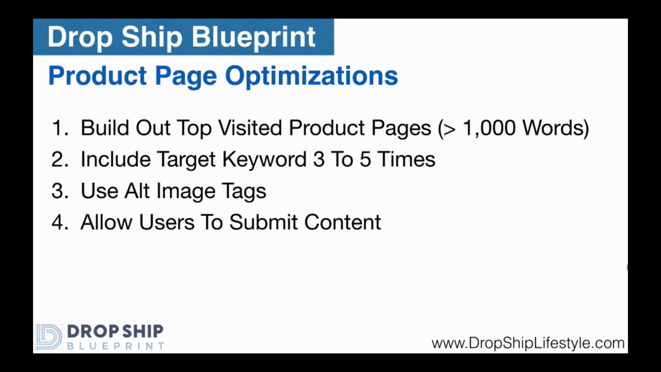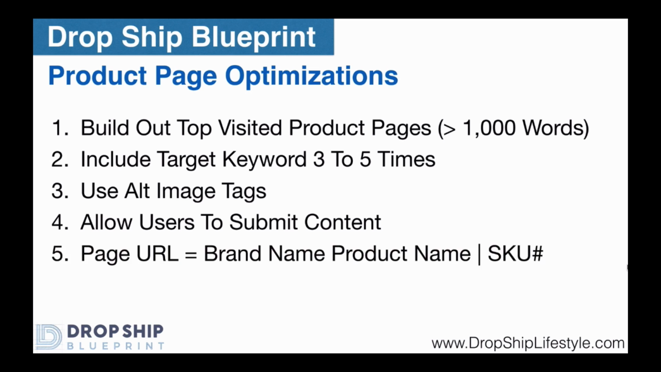And finally, for the on-page optimizations, we are going to be making sure that our page URLs are our brand name, followed by product name, followed by SKU number. Again, this is assuming that your suppliers have brand names that people search for. Obviously, you're going to want to use the product name and the SKU number, again, if that's something that your competitors are using and that Google is showing other people in your niche for. So let's go through these one by one and I'll show you what this looks like.